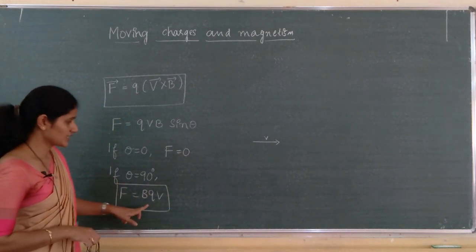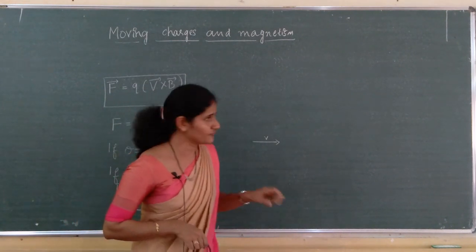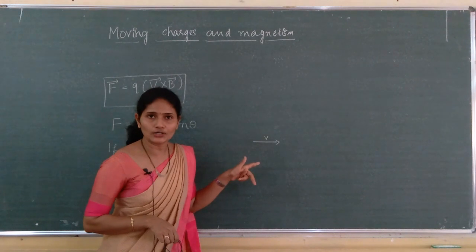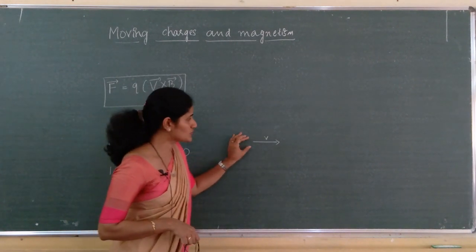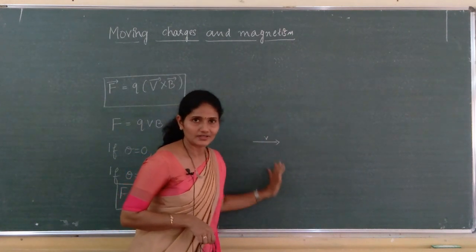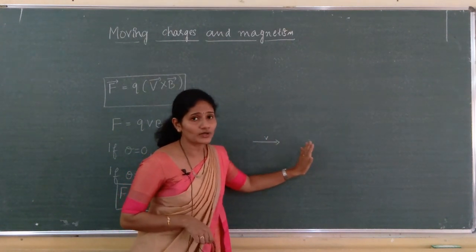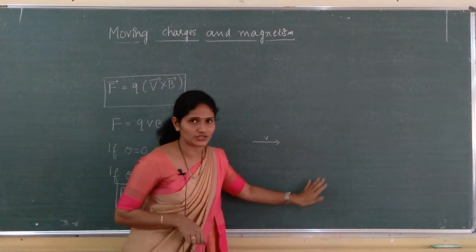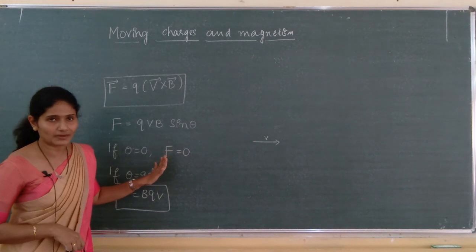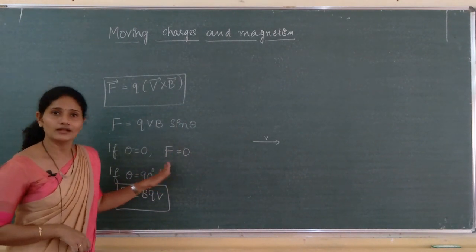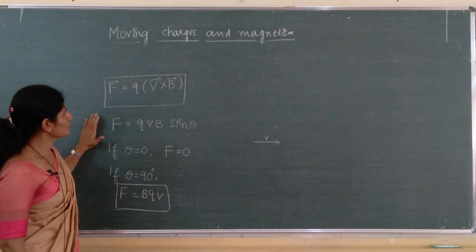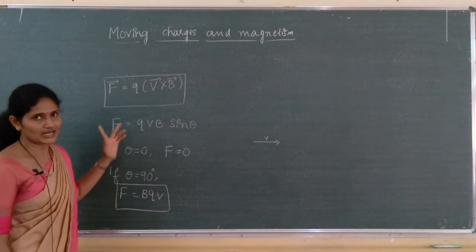So this force changes the direction of motion. That means if V and B are perpendicular to each other, then the charge or the particle will follow a circular path. It will follow a circular path only when V and B are perpendicular to each other. If they are parallel to each other, then no force acts on the particle and it will move in a straight line, right. So this much we have seen in the last class.